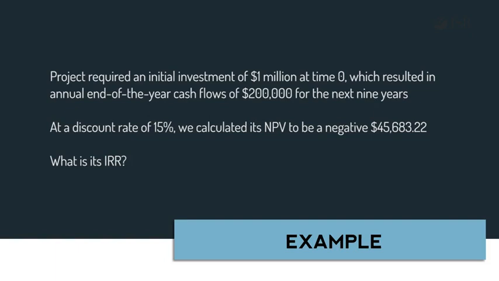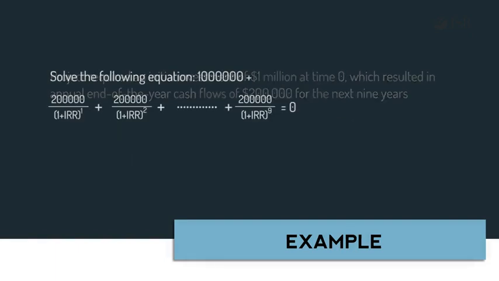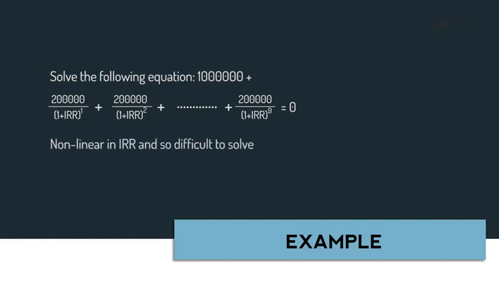So we have to solve the following equation. Minus $1 million plus 200,000 divided by 1 plus IRR raised to the power of 1, plus 200,000 divided by 1 plus IRR raised to the power of 2, plus so on until 200,000 divided by 1 plus IRR raised to the power of 9, equals 0. However, solving this with a calculator will be difficult as it is a nonlinear equation in IRR that cannot be simply rearranged and solved for IRR.